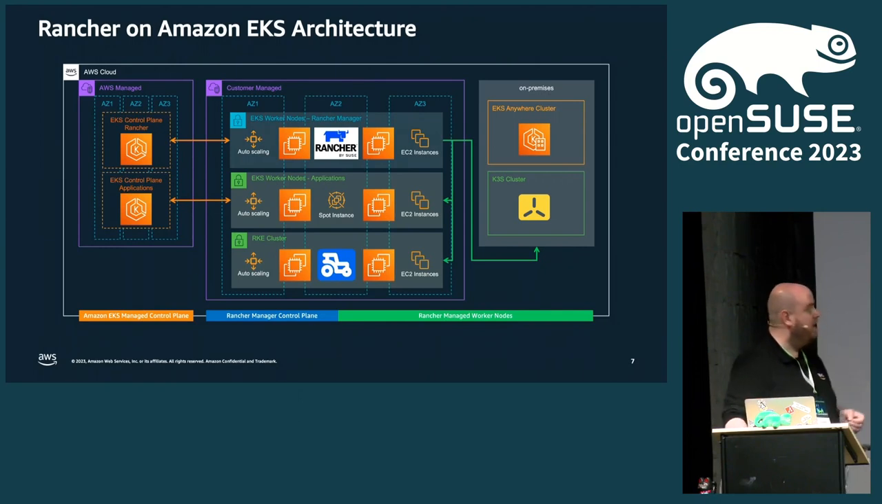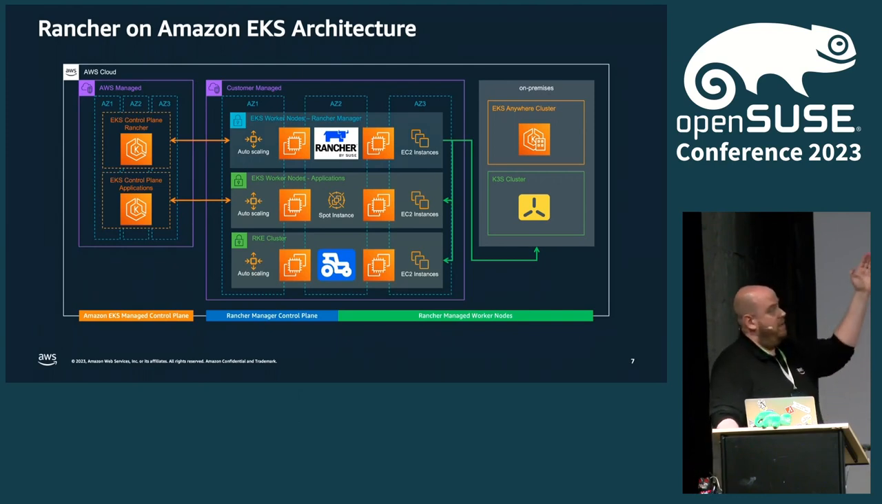At the bottom, there's another cluster. There's another option with Rancher that Rancher deploys EC2 instances, and on top, an RKE cluster, for example. In that case, the control plane is also located on this cluster, so there's no separate control plane somewhere else.